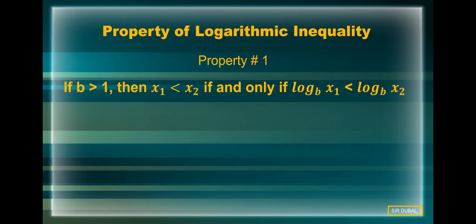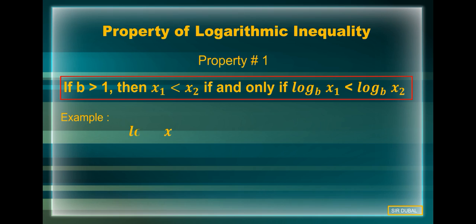Property number 1. It states that if b is greater than 1, then x sub 1 is less than x sub 2 if and only if log of x sub 1 with the base b is less than log of x sub 2 with the base b.